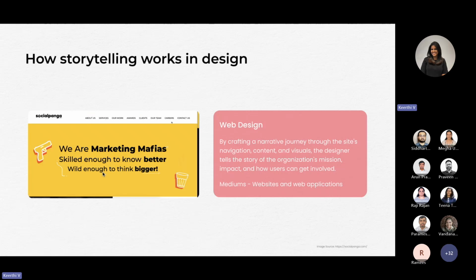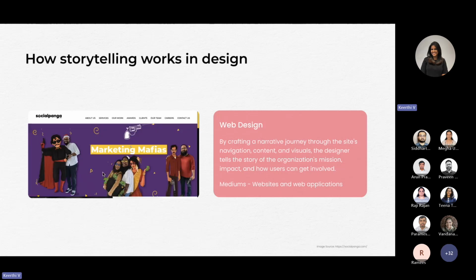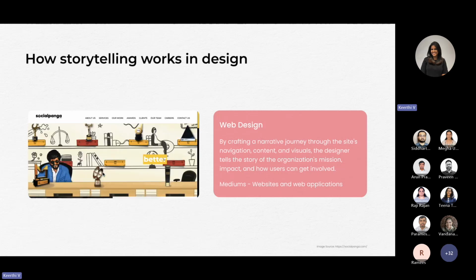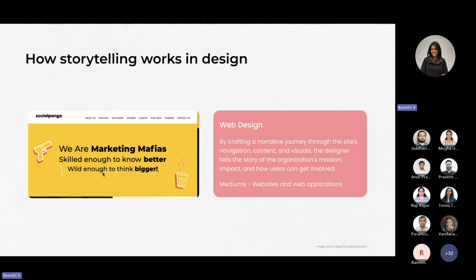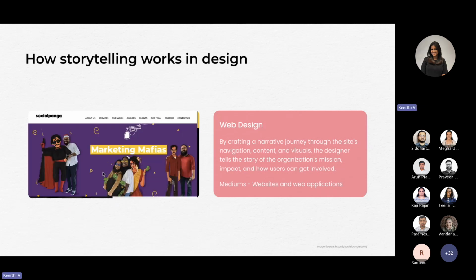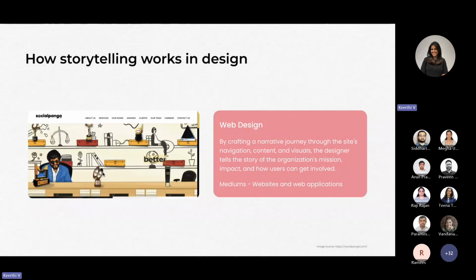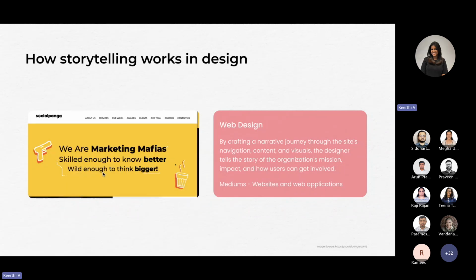So for that we need a very strong story. Else the user will get lost. They won't know where to navigate, what they are trying to tell through the website, right? So this is a very interesting example I came across. It's about Social Panga. They are a marketing website. They could have just simply told what they are in simple words in the banner here, but how they have got the users' interest is through the small interactions and how they are narrating their story.